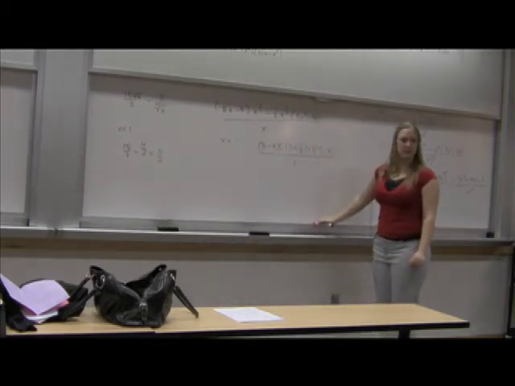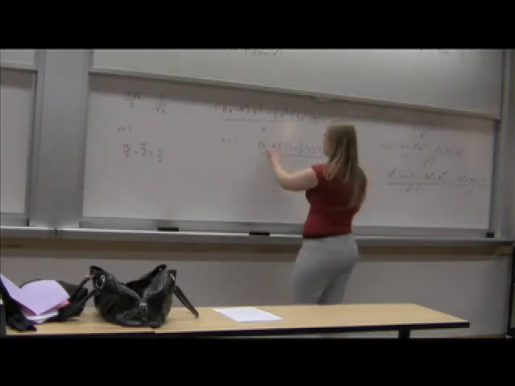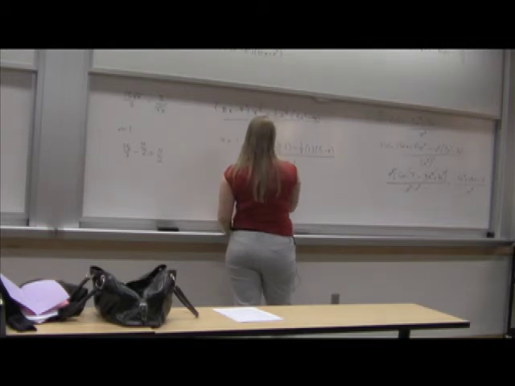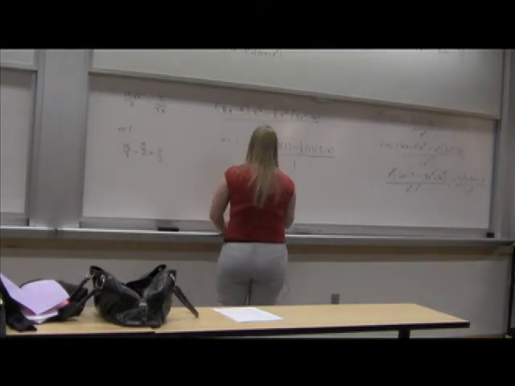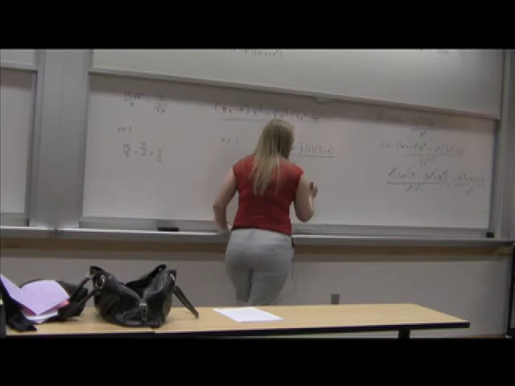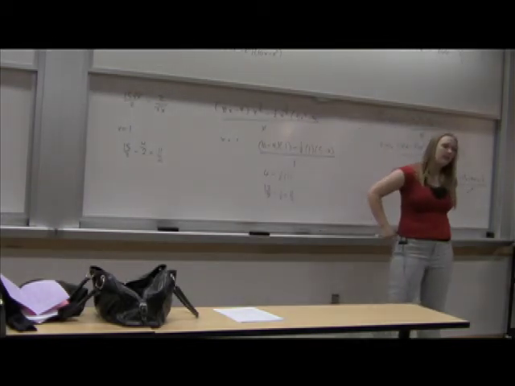So far, so good? This would be 6 minus 1 half times 1. 6 over 2, 6 halves is 12 halves, minus 1 half. Okay, is that okay?